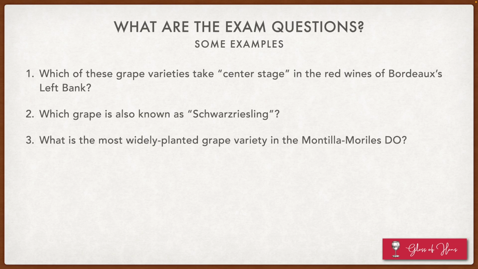They also ask you questions like local terms for certain grapes, like which grape is known as Schwarz Riesling, which kind of means black Riesling, but in this particular case refers to Pinot Meunier. And also some, to me, obscure questions like, what is the most planted grape variety in the Montilla-Moriles DO? In this case, it's Pedro Jimenez, but I think a lot of us know Pedro Jimenez as the sherry grape, but one may forget that Montilla-Moriles is where that is produced. With that said, let's move on ahead.